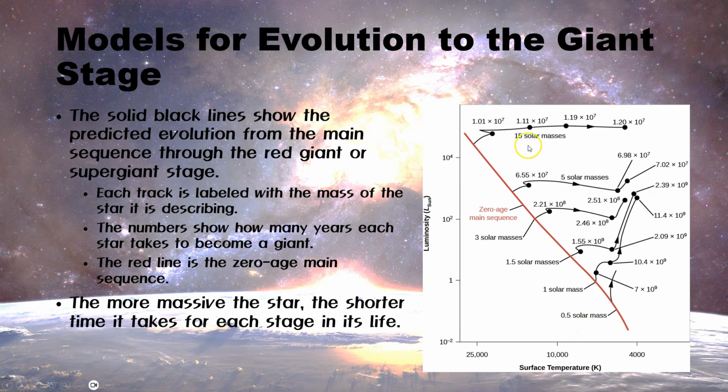The more massive the star, the shorter the time it takes for each stage in life. So, for example, if we look at the 15 solar mass star right up here, here is our zero-age line right here. And this is 1.01 times 10 to the 7th, 1.11 times 10 to the 7th, etc. But if I were to go down here to a smaller star, let's look, for example, at one solar mass, which is very similar to our own, we can see this is 7 times 10 to the 9th, 10.4 times 10 to the 9th, etc. So you can see this is a much smaller number compared to this, because this is in billions, whereas this is in millions.